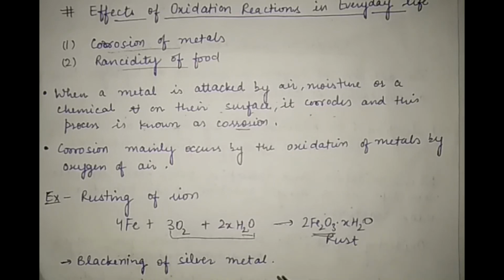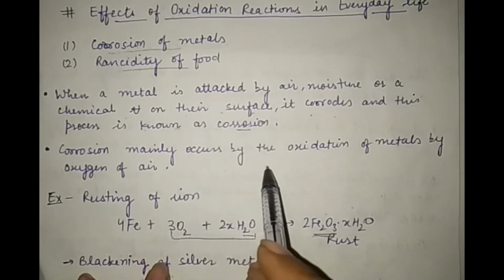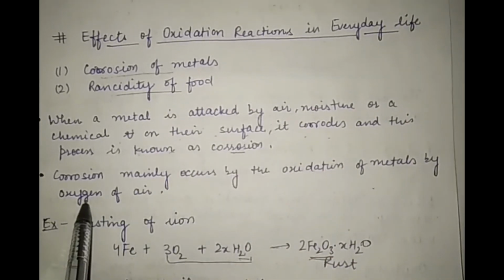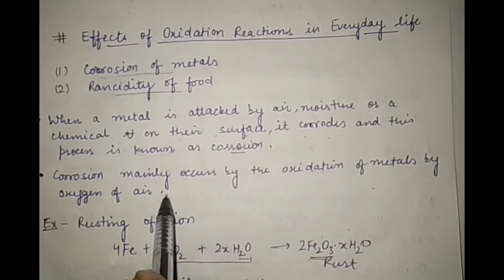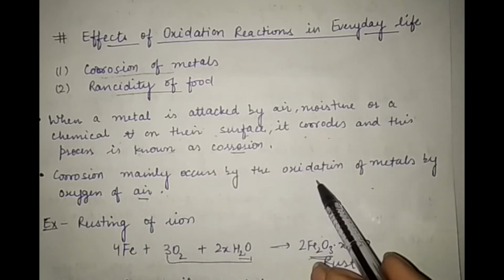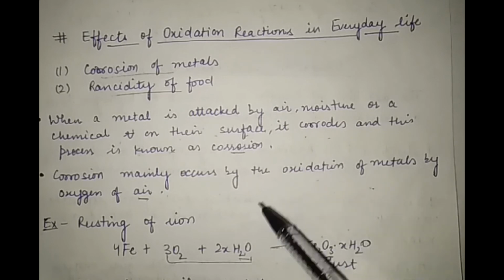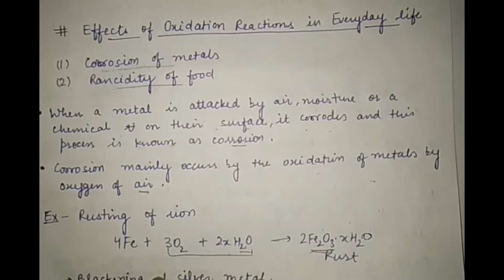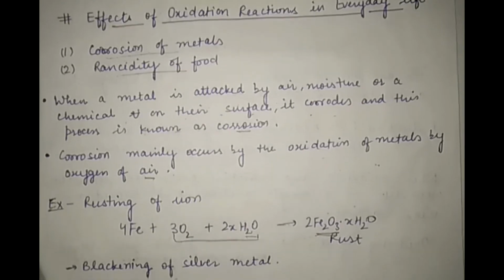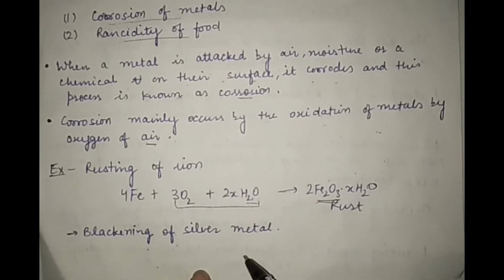Rust means jung lagna. Then corrosion mainly occurs by the oxidation of metal by oxygen of air. Generally the oxygen present in air causes the oxidation of metals due to which they corrode, and it damages our buildings, bridges and various metals. Like blackening of silver is also termed as the corrosion of metals.